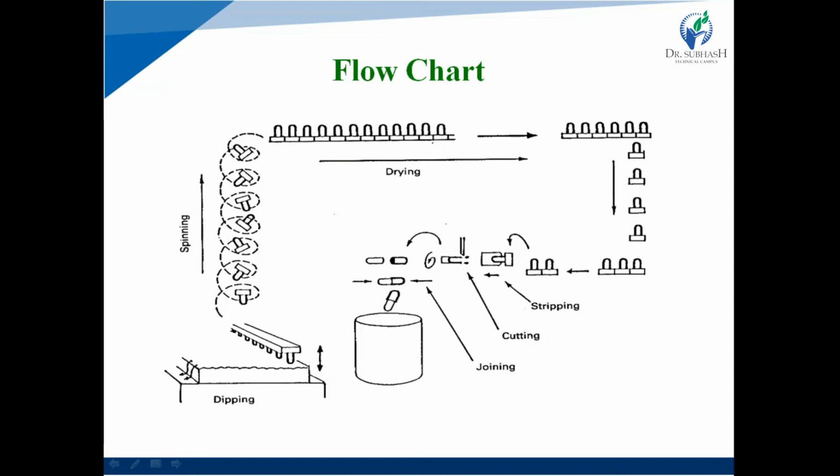Next one is stripping. The dried capsule shells are then stripped or removed from the pins by using jaws that are made of bronze. Next one is trimming. The stripped capsule shells are then trimmed by stationary knives to the required length. Last one is joining of capsule cap and body. Finally, the trimmed cap and body parts are joined and released from the machine.